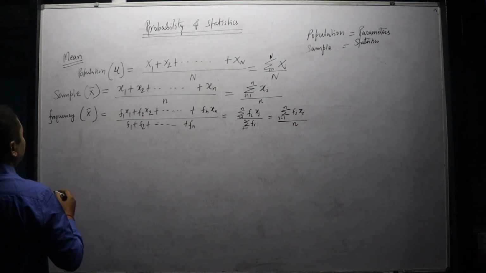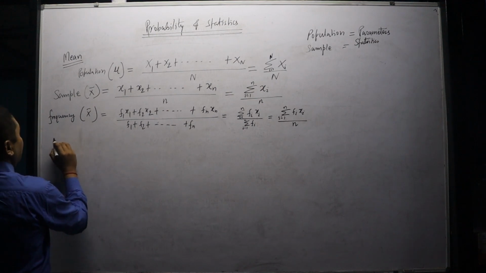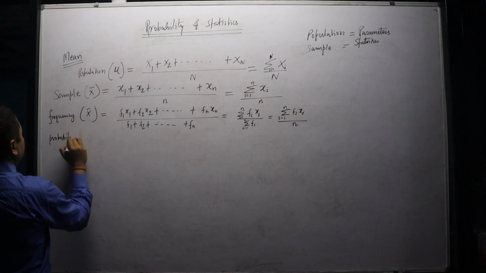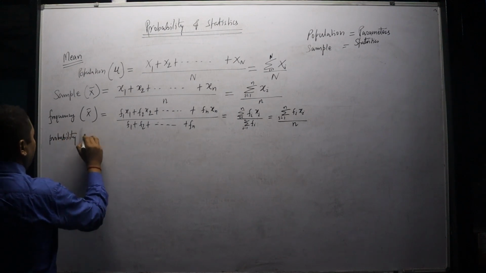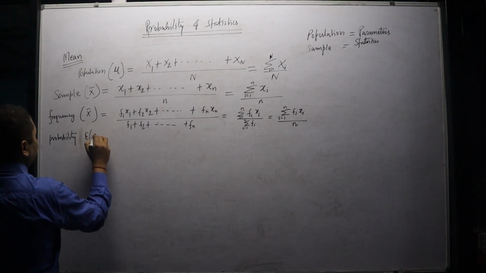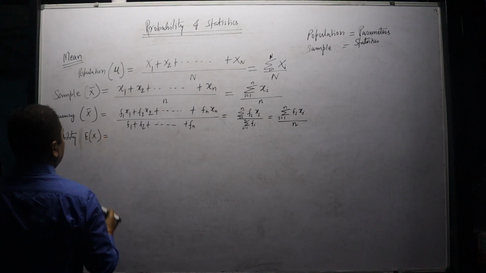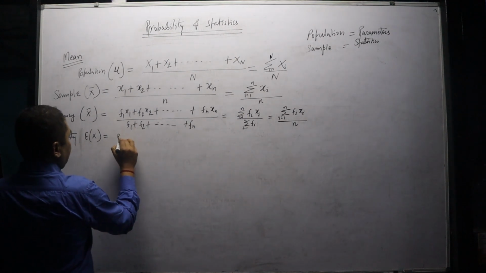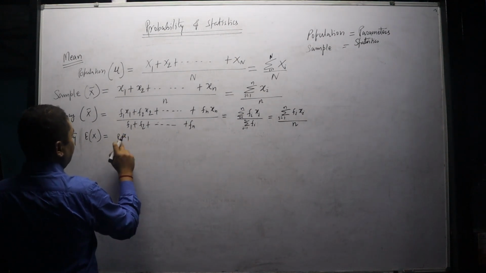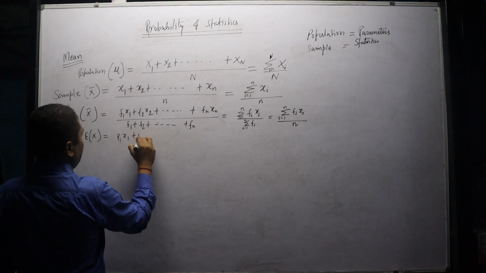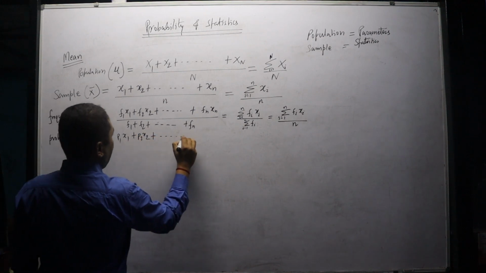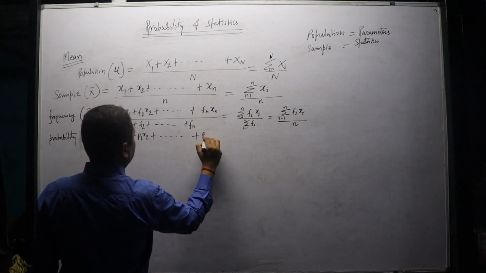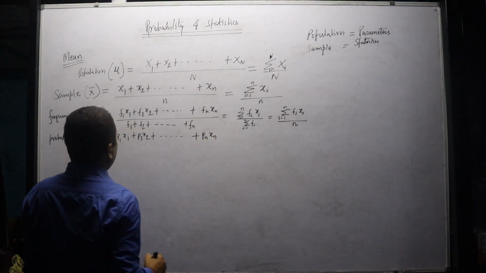Now let us try to find the mean. What is the formula to calculate the mean when the probability is given? In the case of probability, we call the mean the expected value. So it is the expected value of x, and this is equal to probability p1 x1, the probability of the first observation, plus the probability of the second observation. We take the product of the observation along with its probability, all the way to pn xn.